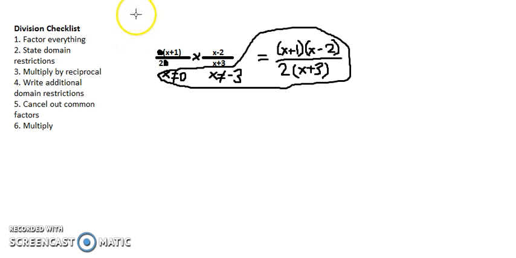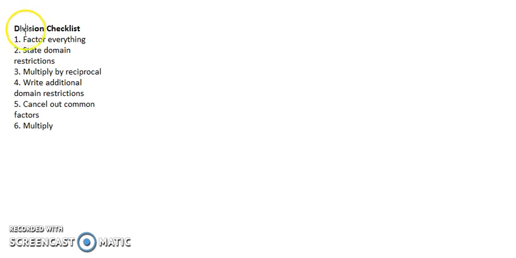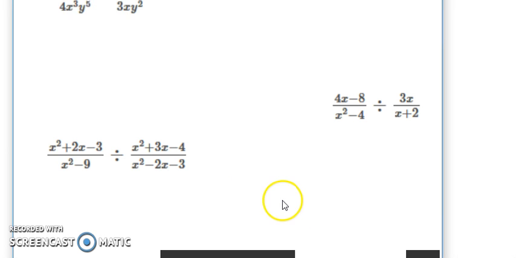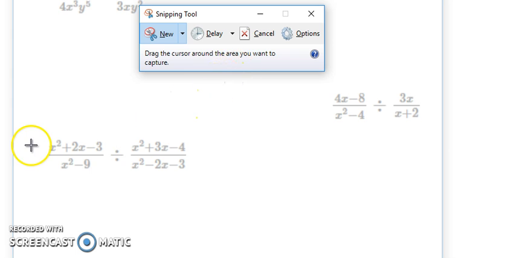Okay, so now to move on to division. So here is my division checklist. It starts out the same as multiplying, where you will factor everything and then state the domain restrictions. So I have a division problem here that I'm just going to use real quick. How about this one?